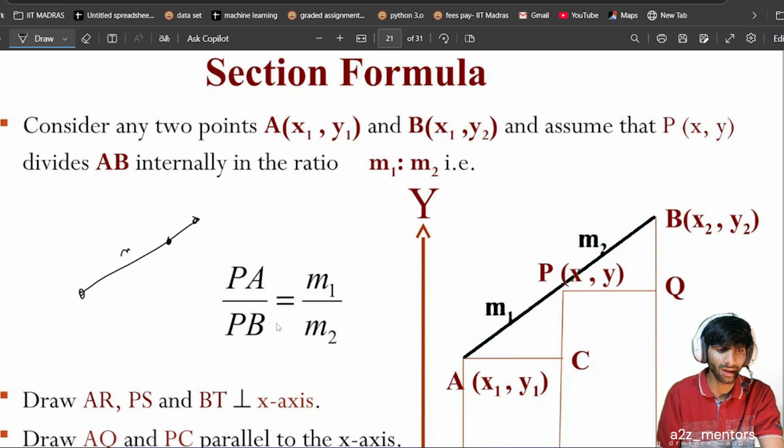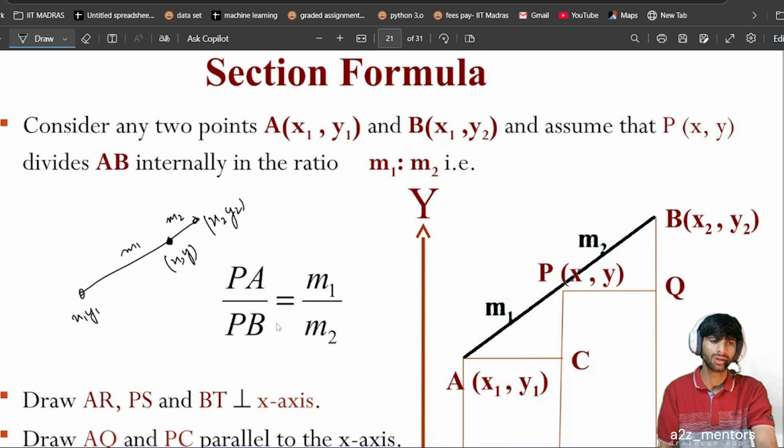This is m1, m2. Now there are 3 points. This point is x1, y1 and x2, y2, and this point is x, y. This is the point on a line you draw, so that it divides this line into two lengths, m1 and m2.